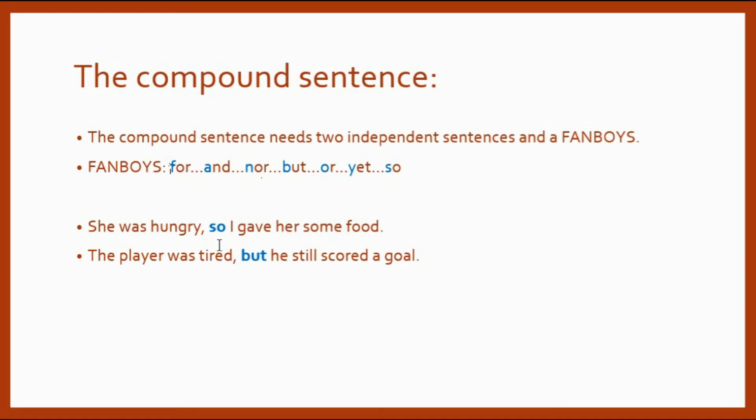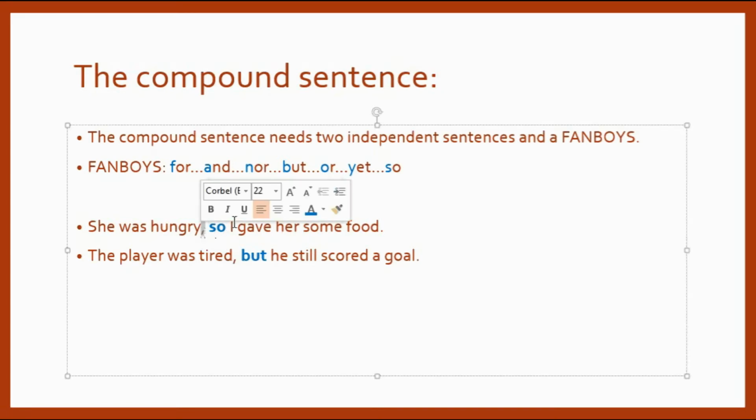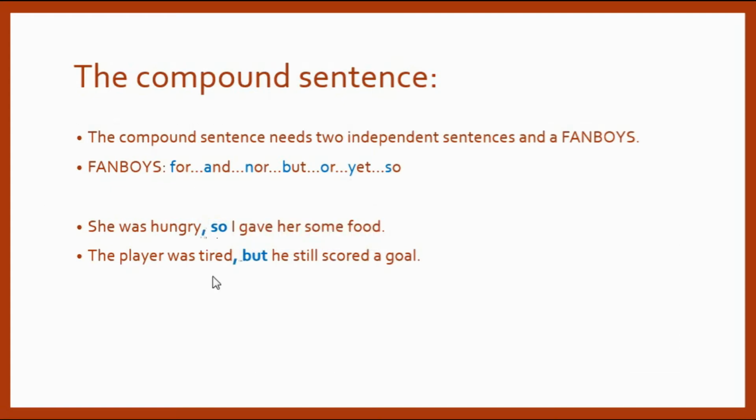She was hungry, comma. They're almost always, actually always, used in the middle of the sentence, okay? In the middle of the sentence, that's how you should know it for the moment. They're used in the middle of a sentence, and you need a comma right before them, okay? You need a comma right before them. This comma is important, okay? So you should keep that in mind.